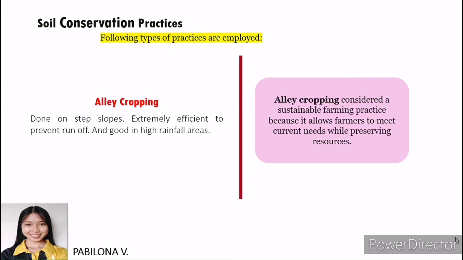Alley cropping. Down a steep slope, it is extremely efficient to prevent runoff and good in high rainfall areas. Alley cropping is considered a sustainable farming practice because it allows farmers to meet current needs while preserving resources.